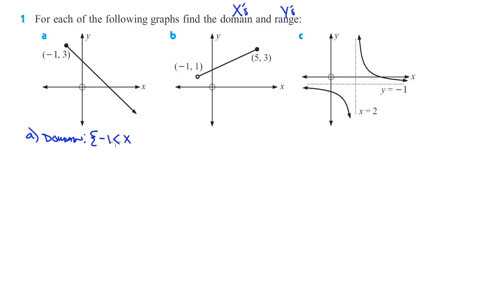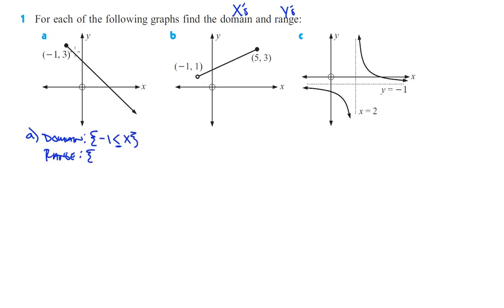So x is going to be greater than -1, but it's also equal to, because it's got the closed circle, so x is greater than or equal to -1 for my domain. Okay, you could obviously write it the other way around too. That would be fine.